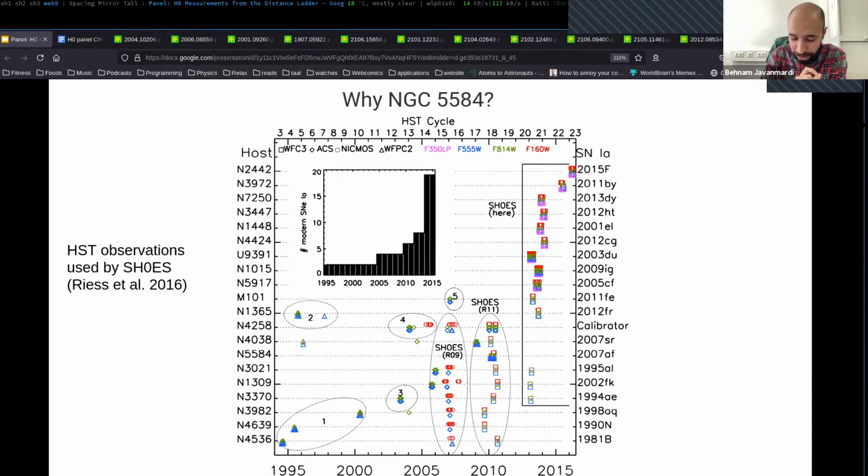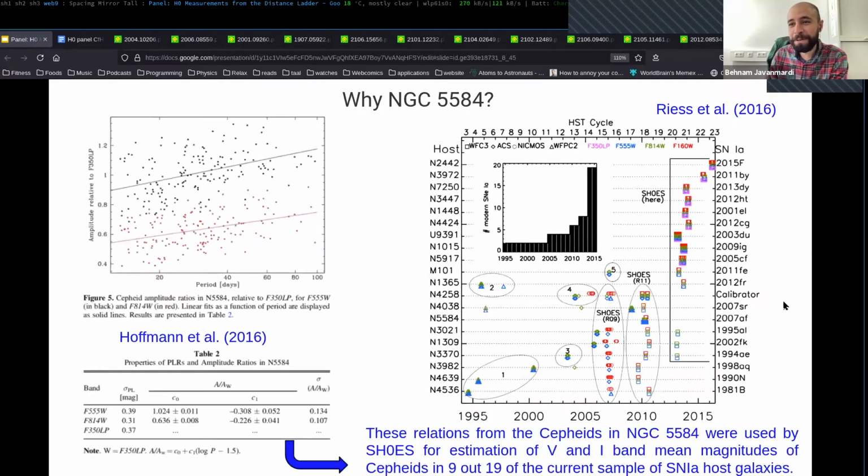sorry, before that I should say, for this galaxy NGC 5584, the light curves are relatively complete in all these bands, LP, V, and I. So then they have used these to derive a relation between amplitude ratios and period. And then they assumed, logically, that Cepheids in other galaxies also behave similarly. Therefore, yeah, maybe next slide would be good here, 8.